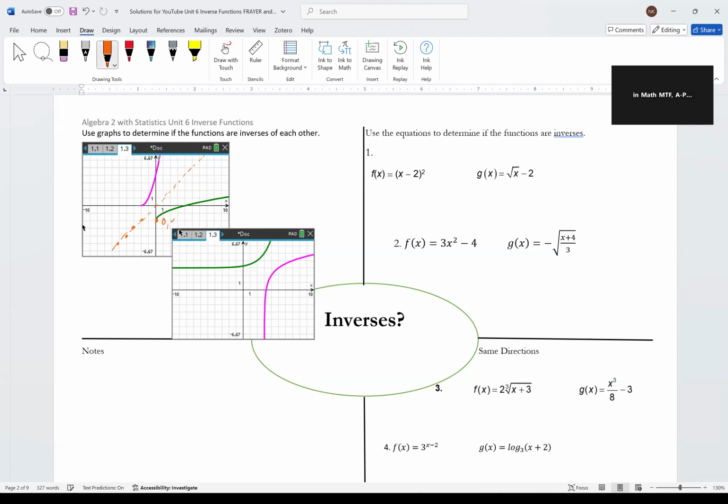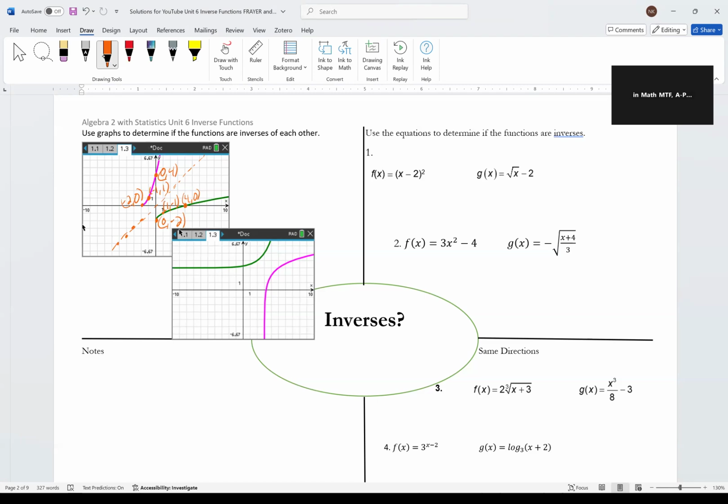And so I have 0, -2, and here we have -2, 0. Here I have the point, what is that, 4, 0, and here's the point 0, 4. Any point that I can find on these two functions will be transposed, meaning the inputs and outputs are switched. That's it. And so because of that, these two functions are in fact inverses.